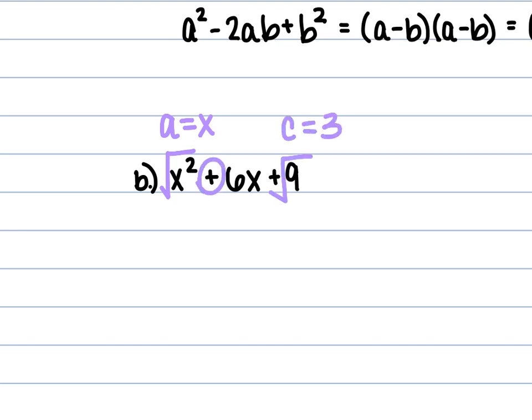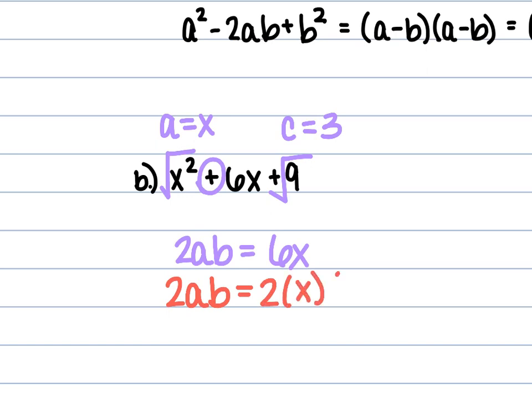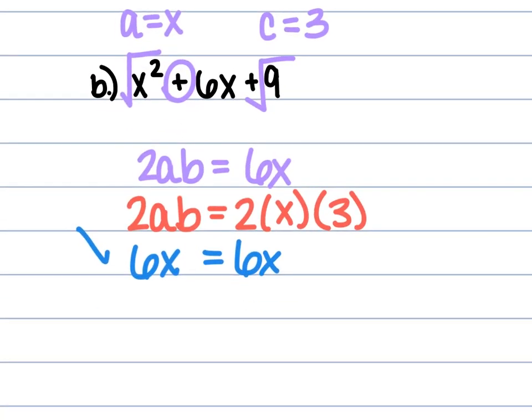You have a positive here in the middle for your b, so you're using a positive 2 times a times b, which should give you the 6x. So plug these values in. 2 times a times b is 2 times x times 3, which is 6x, and that's equal to 6x. So yes, this is a perfect square trinomial. So you're going to have parentheses x plus, what was your c, 3 squared.